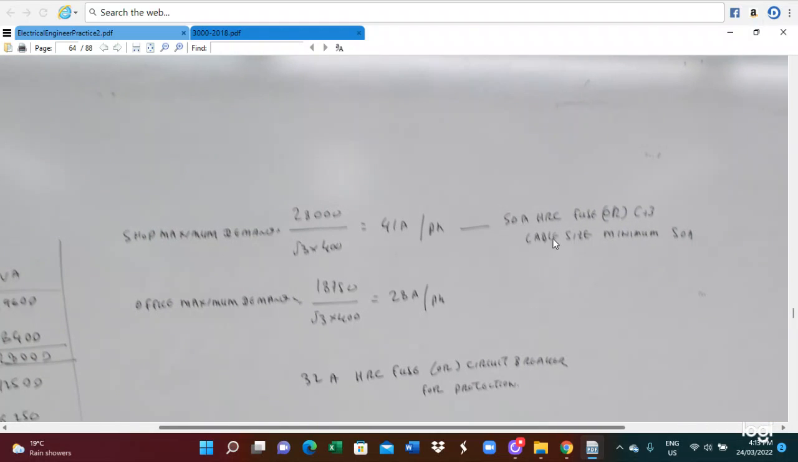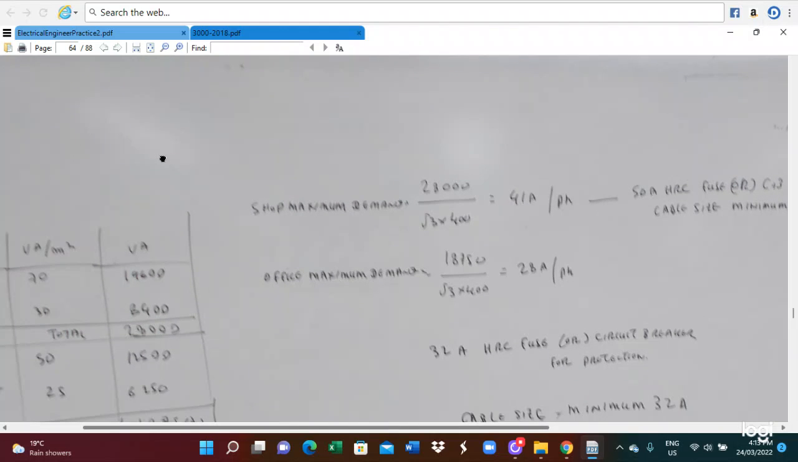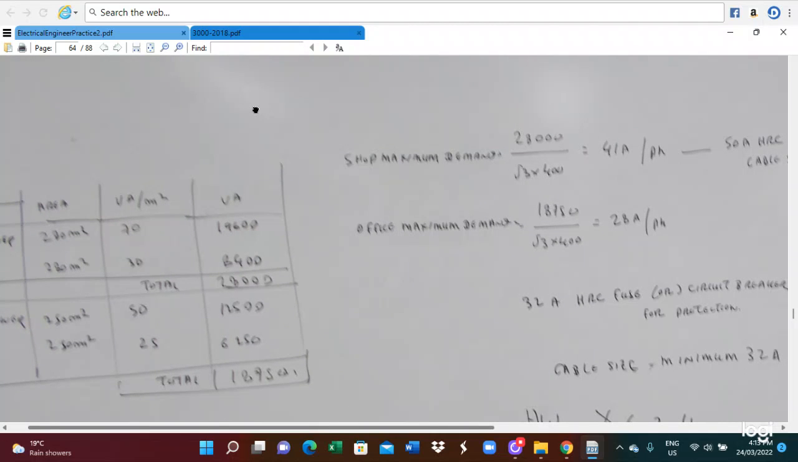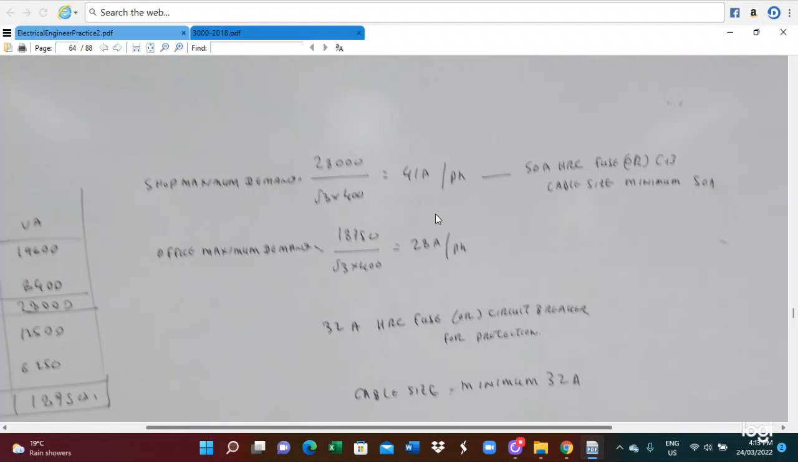After you get this for the shop and the office, the maximum demand has to be calculated. So we calculate the maximum demand. In this case, the shop maximum demand is 28000 volt-amperes, divided by root 3 times the voltage. The voltage is 400 volt line voltage, so we get 41 ampere per phase.